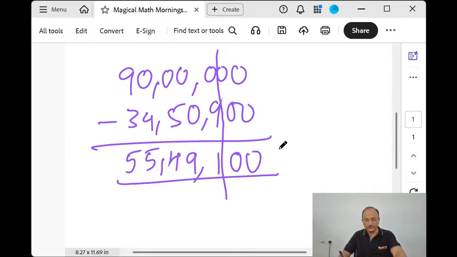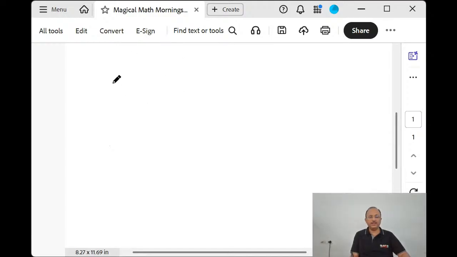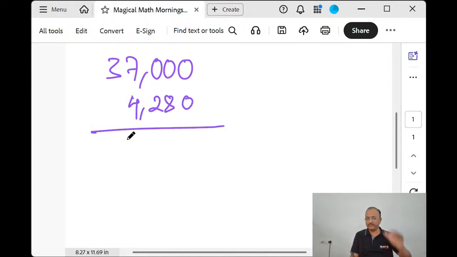Okay, let's do one more. Let's do one or two problems combining all the mix. Okay, let's take 37,000 minus 4,280. Do this.